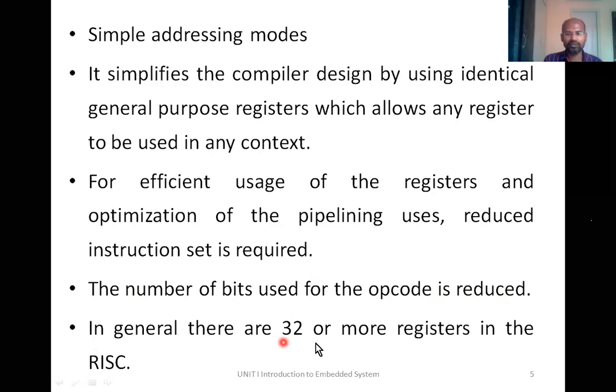In general, there are 32 or more registers in RISC. But you will not find this many registers in CISC computers. They will have maybe 5 or 6 general purpose registers. There are plenty of registers in RISC. The idea is, if you bring the data to be processed from the memory to the registers, this is a one-time job. After that, you can process the data present in the registers very easily. It takes little time.